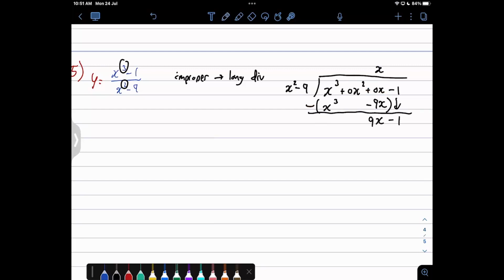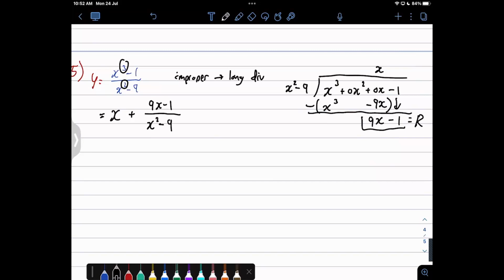Here is x squared. If you try to take 9x divided by x squared, you end up with 9 over x, which is not a polynomial anymore. There's essentially 9x to the power negative 1. When you have negative powers, it's not a polynomial, we don't deal with that here. So we leave it alone and stop. This is our remainder. Therefore, this is equal to the quotient x plus the remainder 9x minus 1 over the divisor x squared minus 9. Okay so far?